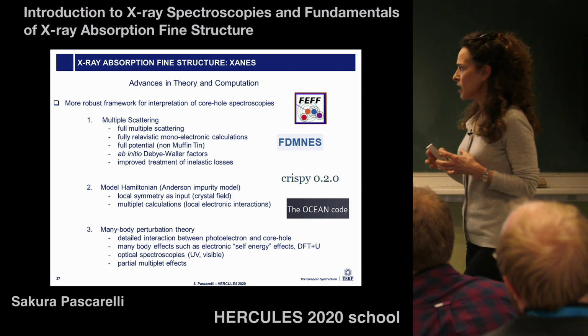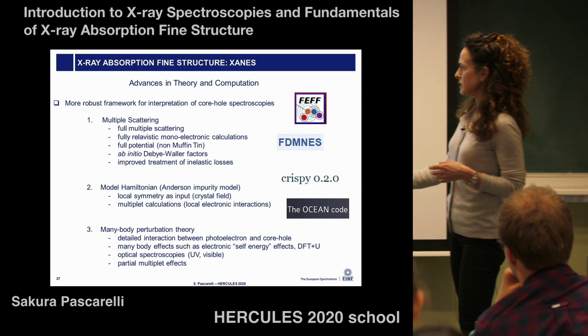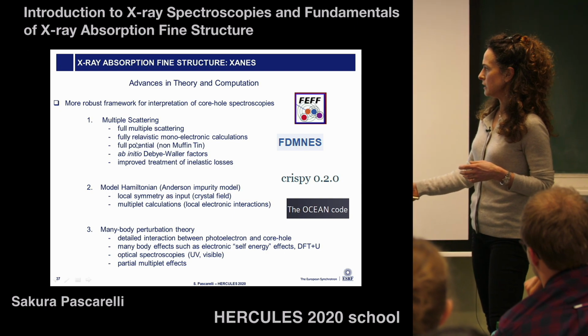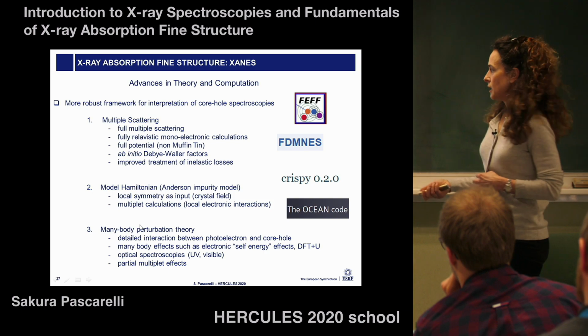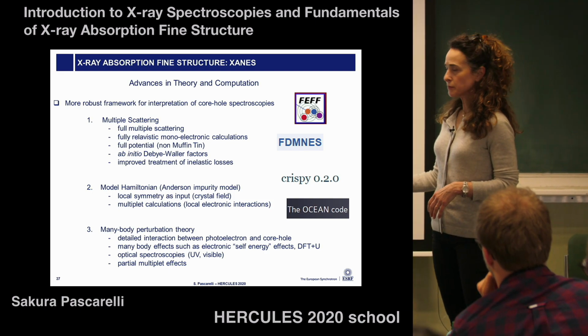If you have very strong electronic interactions, then you better go with a model like a model Hamiltonian, where you can also do multiple calculations.